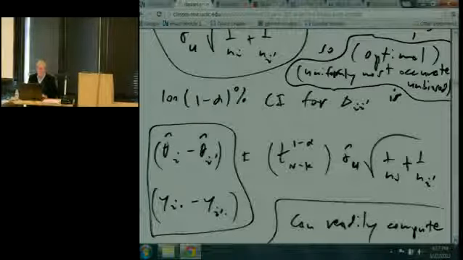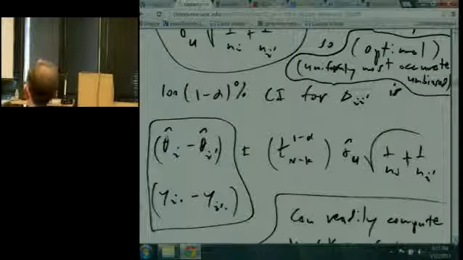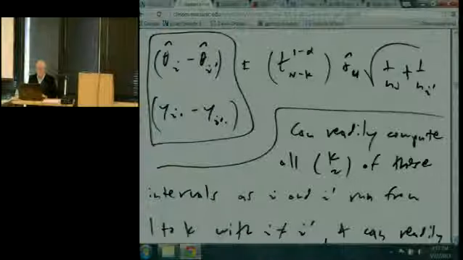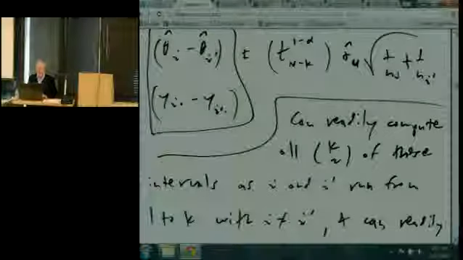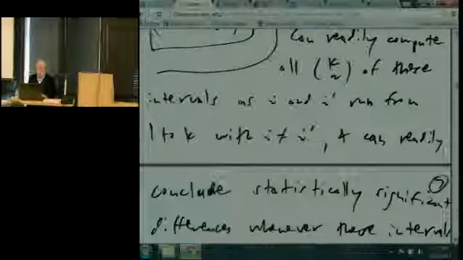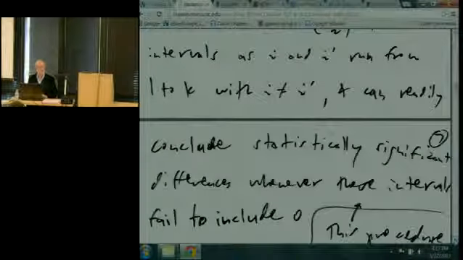All right, good. So now that we know how to do one of those comparisons of two means, you can readily compute all k choose 2 of these intervals as I and I prime run from 1 to k, with I not equal to I prime. And then you can readily conclude statistically significant differences by just looking to see which intervals fail to include 0. And this is all a perfectly good approximation to a full Bayes answer with diffuse priors.